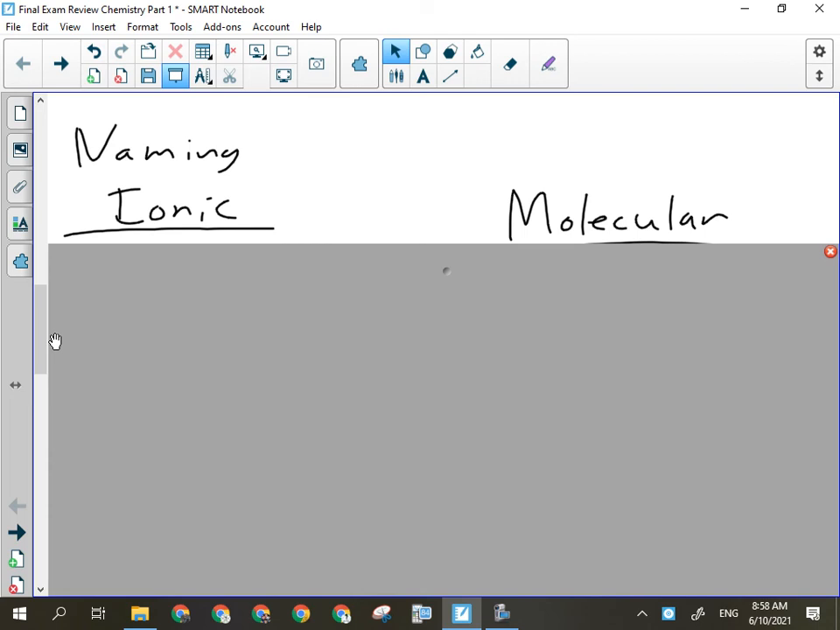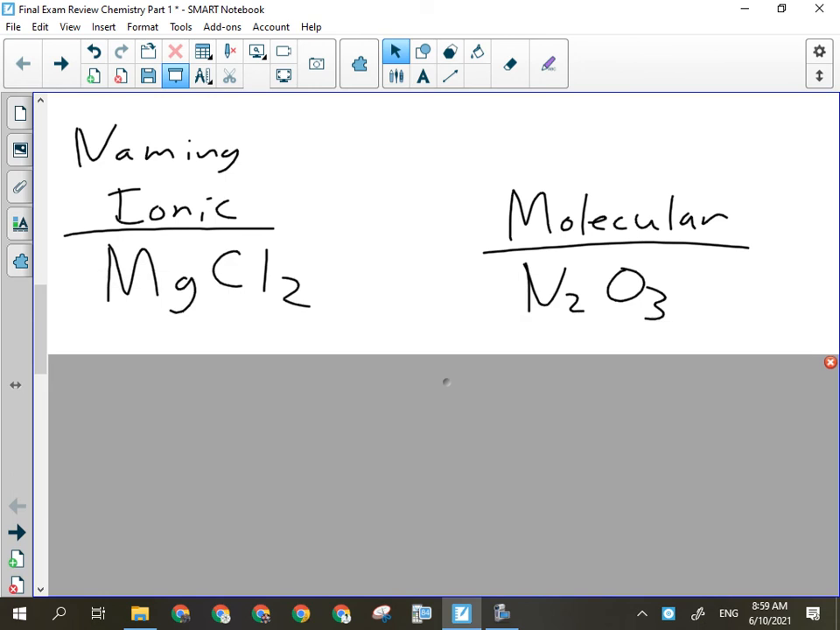For molecular compounds, in order to tell people how much of everything there is, I use prefixes. Why don't I use prefixes in ionic compounds? Because they have to be balanced. The charges will balance, and there's only one way that sodium and chlorine can go together. So I don't have to say sodium monochloride. So those are some of the little things to remember.